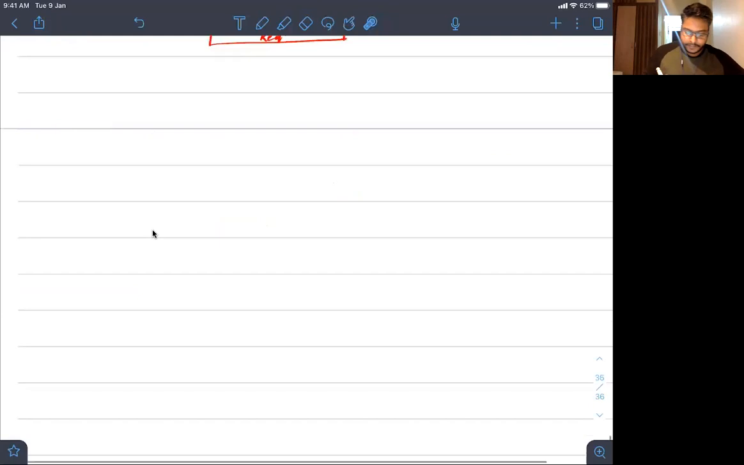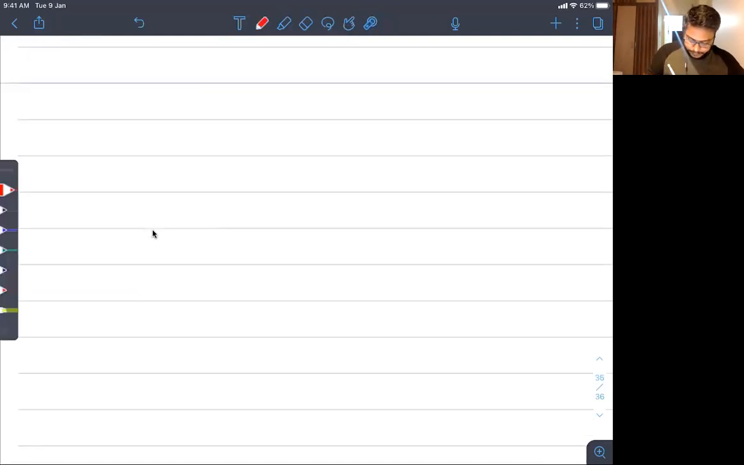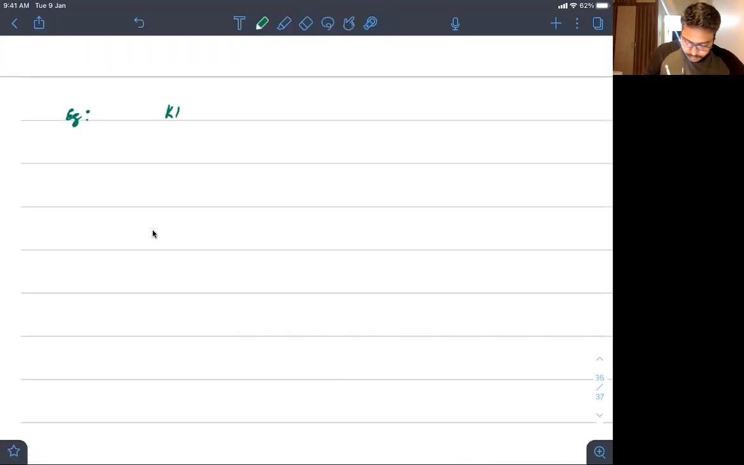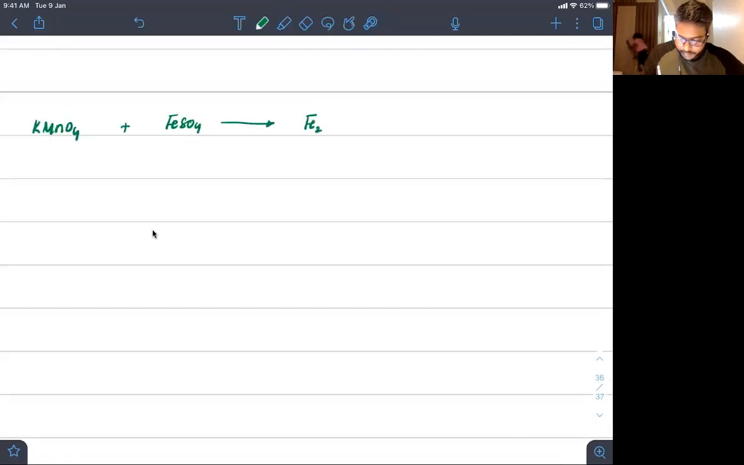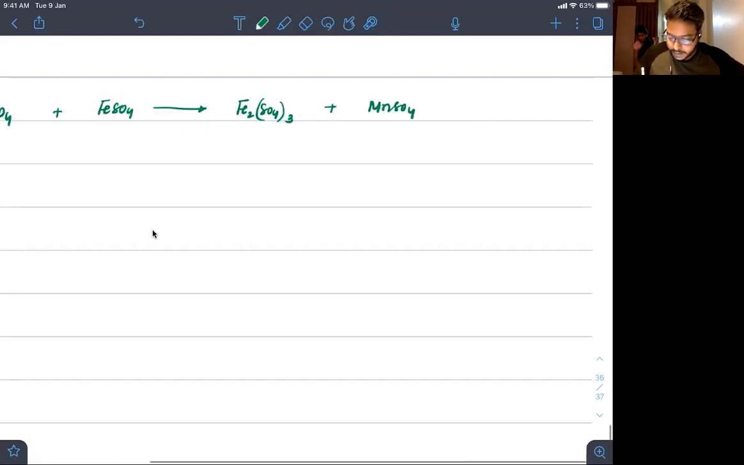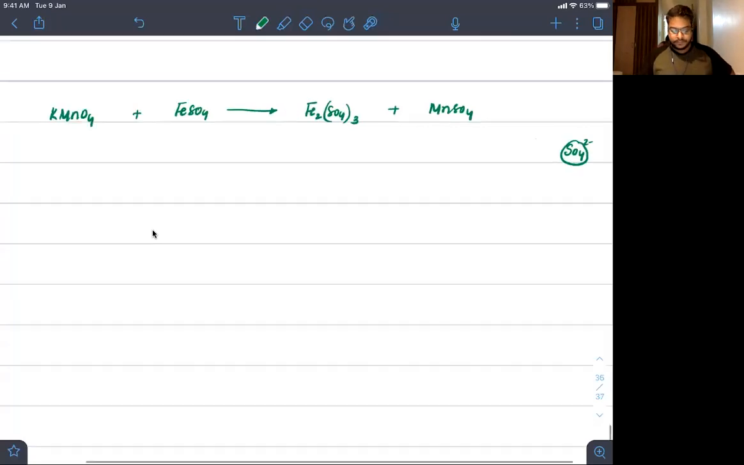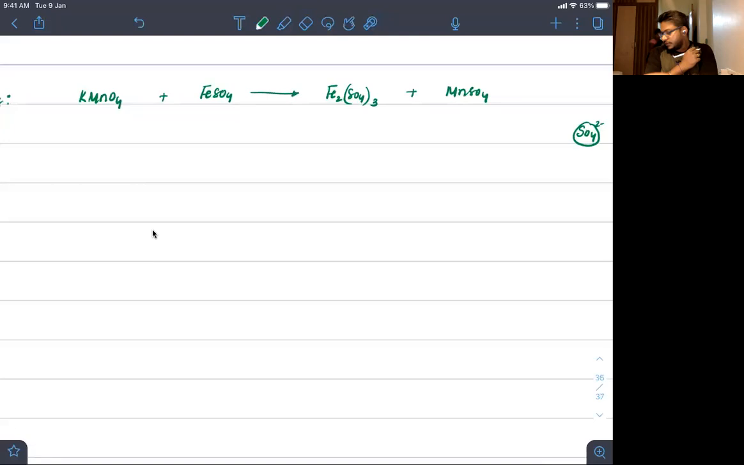Okay, sir. Clear, sir. Now do the same thing here, beta. Suppose you have KMnO4 plus FeSO4 giving Fe2(SO4)3 plus MnSO4. I can give you a hint: take SO4 as a unit, and SO4 always will have an overall charge of -2. That is one hint I can give you. From there, you should be able to tell me which element is undergoing oxidation, which is undergoing reduction, and how it is happening.